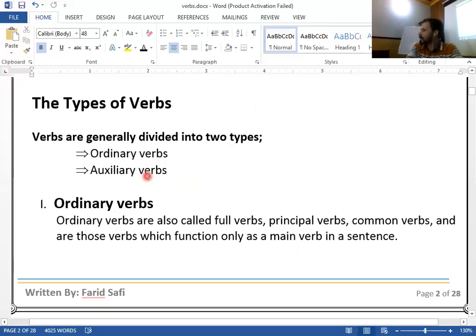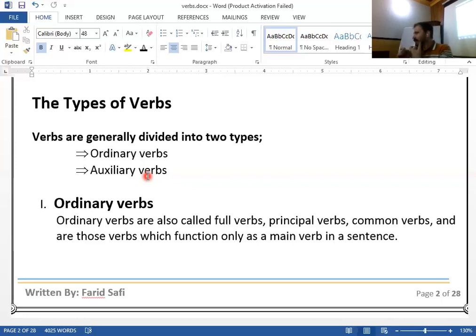Auxiliary verbs. Mental action, physical action, and the third one, state of being. We want to talk about the types of verbs. We have got two types: one is auxiliary verb, and the second one is ordinary verb.